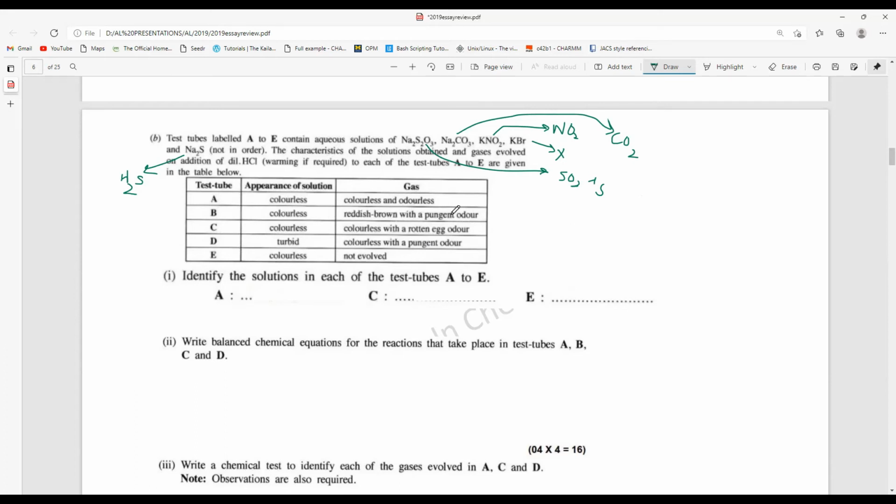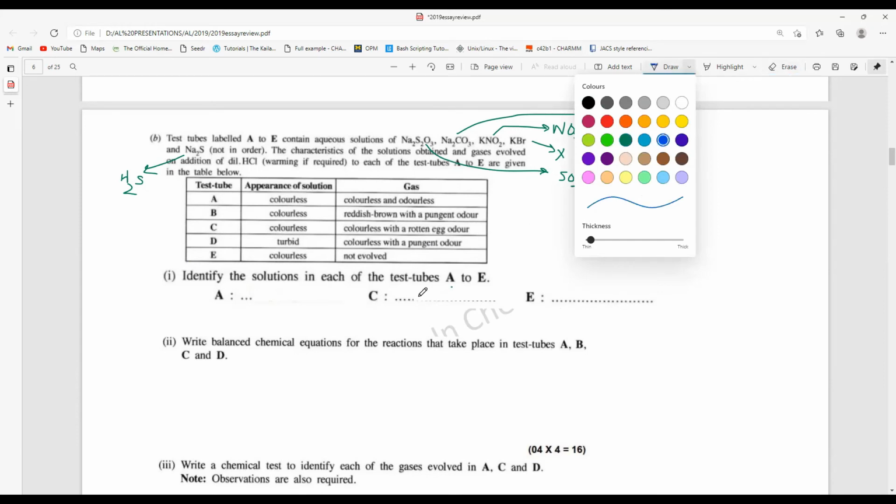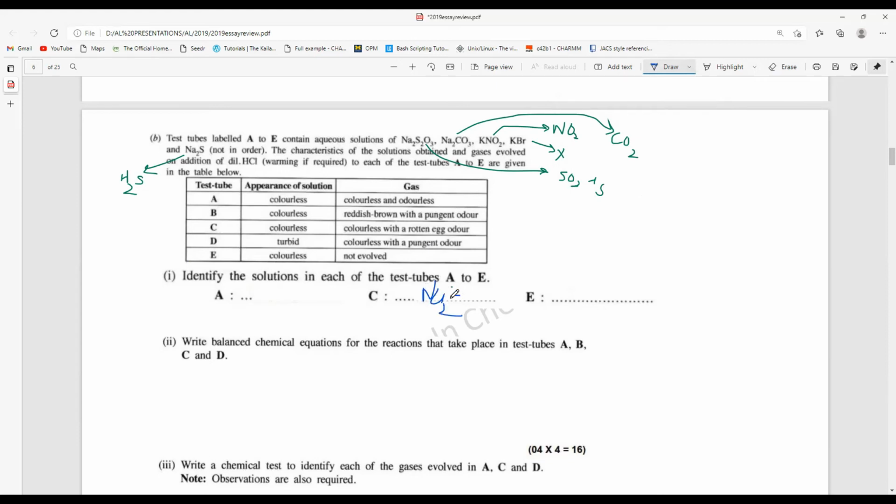Reddish brown color gas with pungent odor. Colorless gas with rotten egg smell. So C should surely be this one, H2S. Okay. So C should be giving H2S gas. Here they're asking for the solution, so C should be Na2S solution. Okay. And D, colorless with a pungent odor. So what is colorless with a pungent odor? Think about that. And E says not evolved anything. So basically KBr is E because it does not evolve anything.